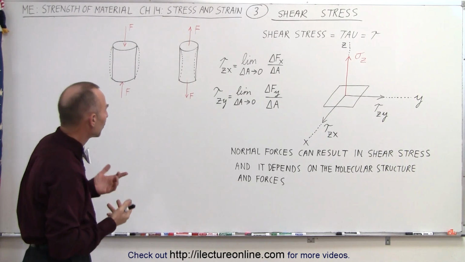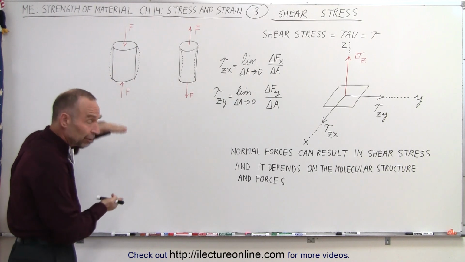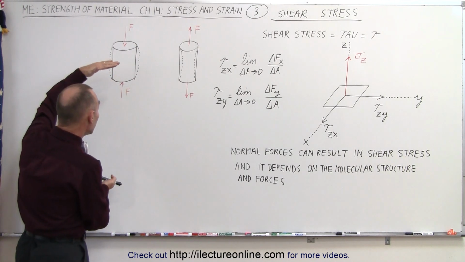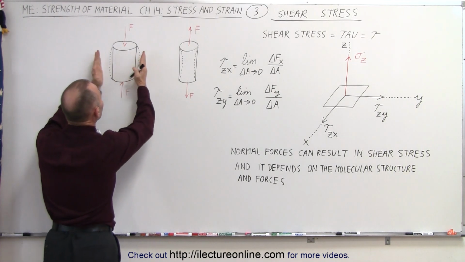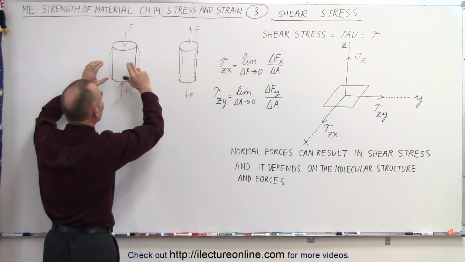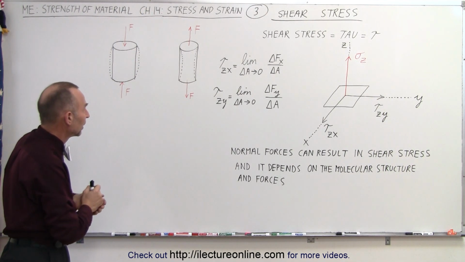Now it turns out that even when you apply normal forces to a cross-sectional surface, you could still result in shear stresses. How does that work? Well, for example, let's say we have a beam or a bar and you push on it on both ends. Not only will you shorten the length of that beam, you may also widen the cross-section in the middle here because of the internal molecular structure of that material.